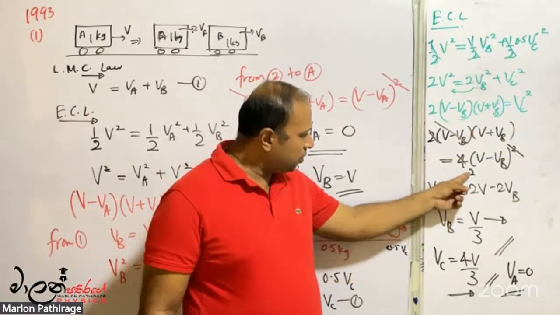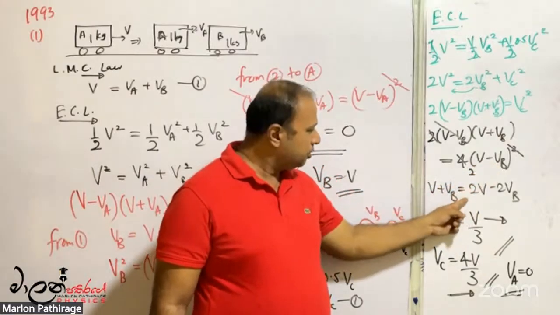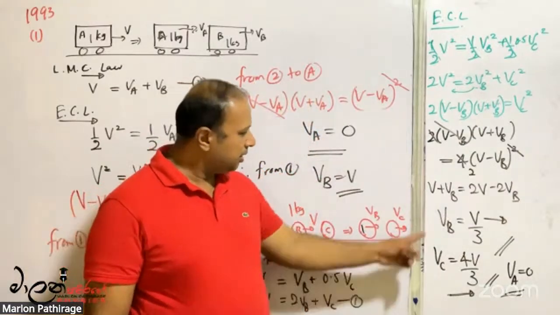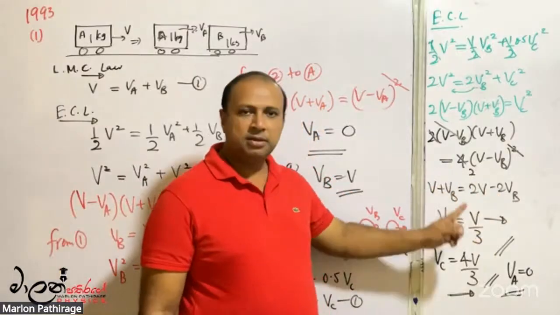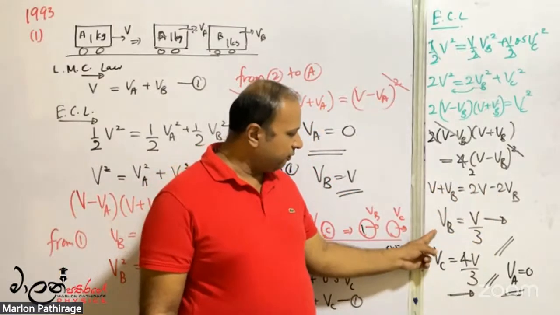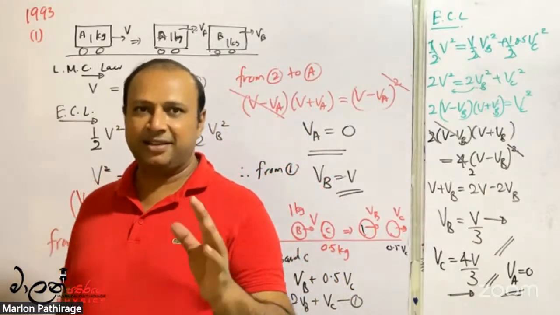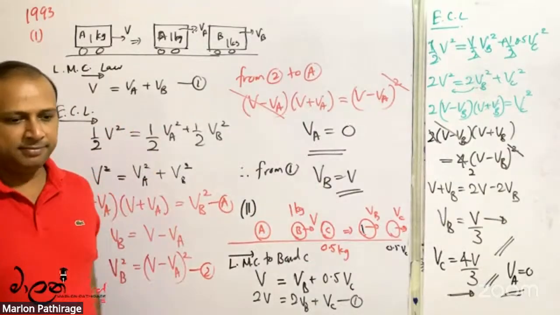This one is 2 times V minus VB. 2 times V minus VB is 2V minus 2VB. Then you have to take this one here, then V, this one here, 3VB. Therefore, VB is equal to V over 3. Is that clear? Calculation. If you got my calculation, please raise the hand.